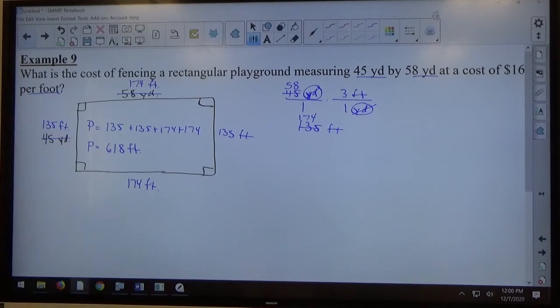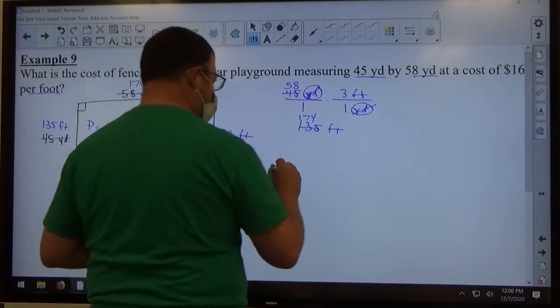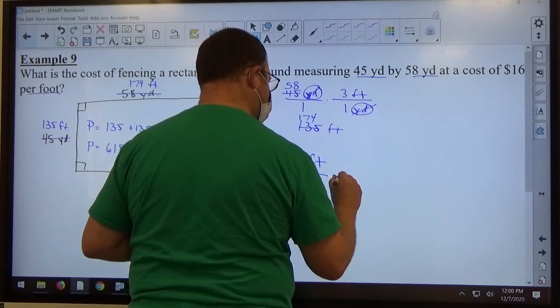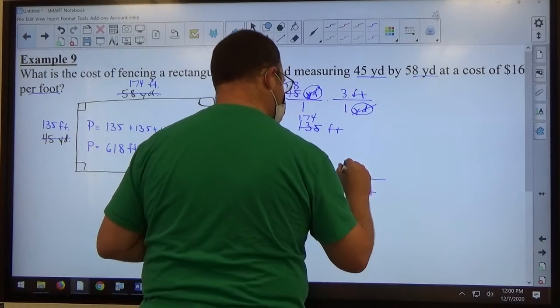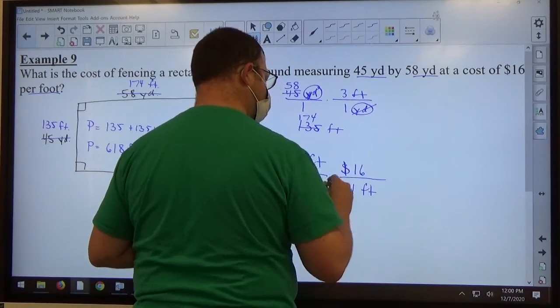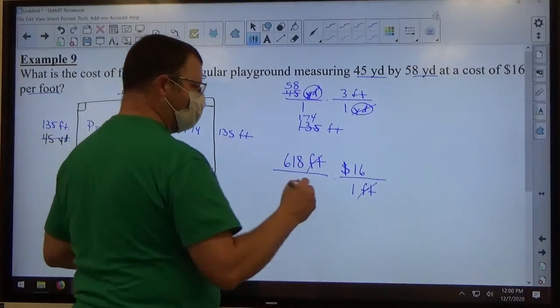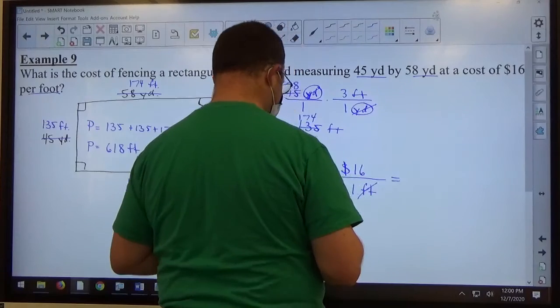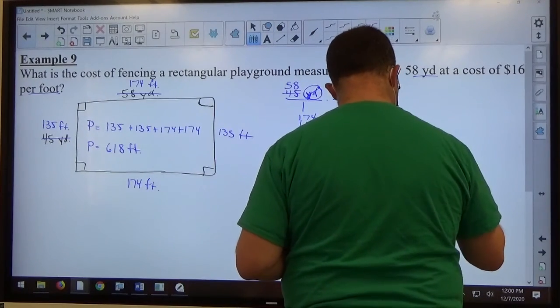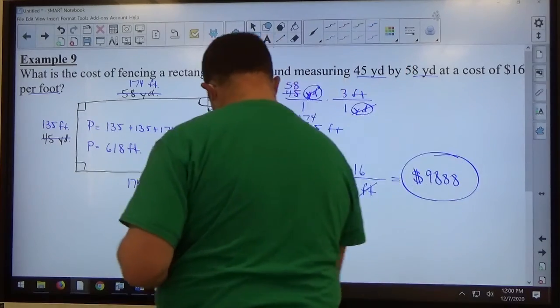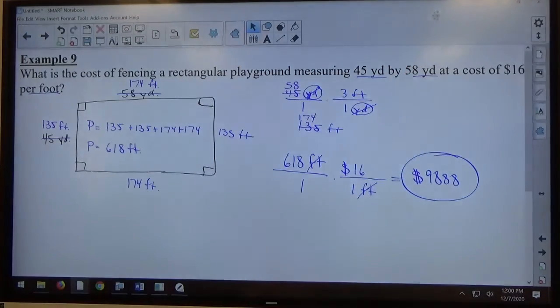Okay, so the playground has a perimeter of 618 feet. The cost of fencing is $16 per foot. So if I take my 618 feet of fencing, and 1 foot of fencing costs $16, foot on top cancels foot on bottom. 618 times 16 comes out to 9,888. It's almost $10,000 to fence in this playground.